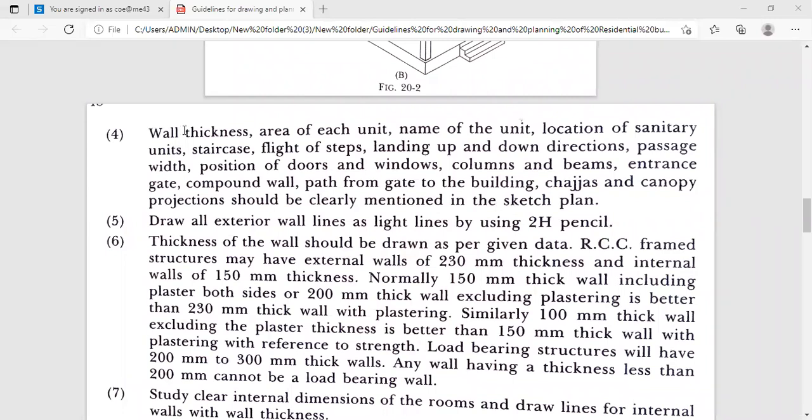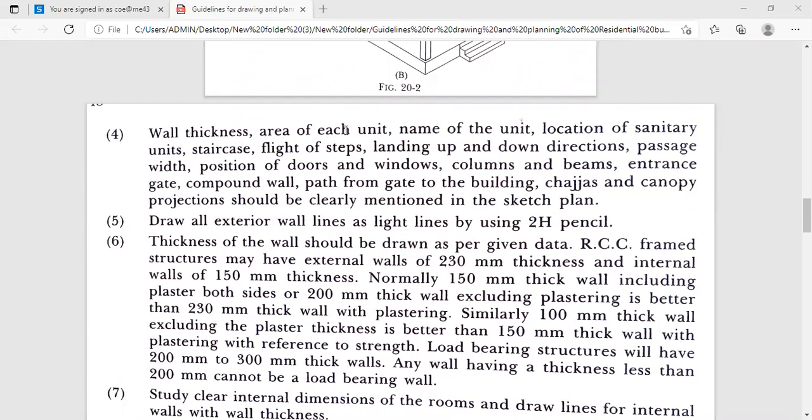Whatever wall thickness is there, for the external walls we are going to provide up to 230 mm or 200 mm or 300 mm. And whatever interior walls are there, we keep them thinner as compared to the external walls, because internal walls act only as a partition wall or divider, or to achieve safety and security purposes. So the thickness of interior walls we provide is less as compared to the external walls.